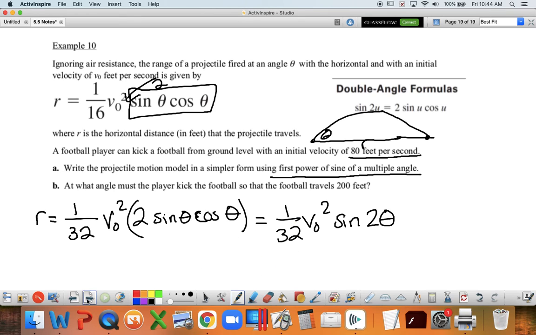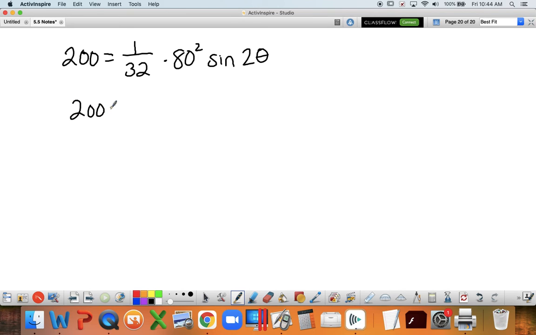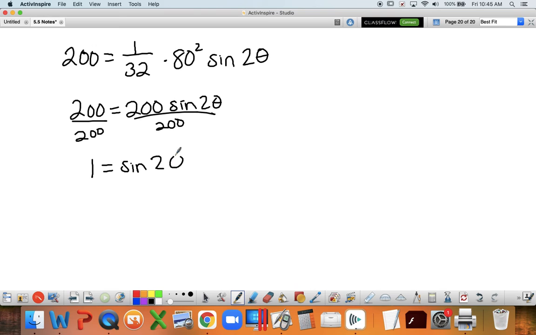So I'm going to go on to my next slide, so I have some space here. So I have 200 is equal to 1 over 32. My initial velocity was 80 times the sine of 2 theta. And I have to square that 80 because that's what our equation says. Plug this into my calculator. I get this. Divide both sides by 200. I get 1 equals the sine of 2 theta.